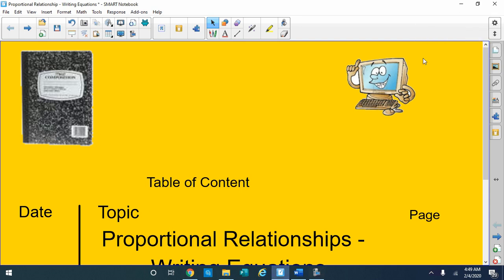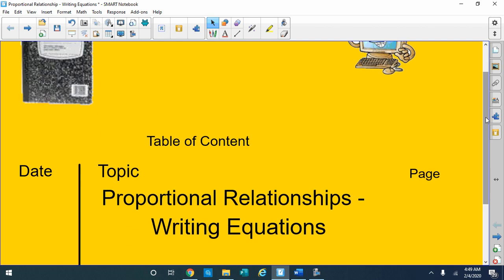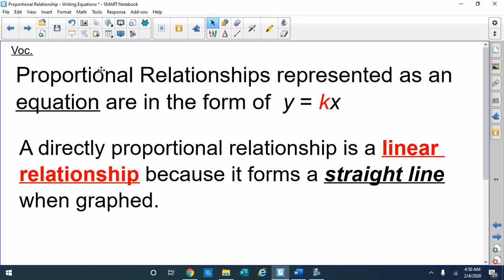This is Dr. Robinson again, and we're going to continue our studies. We are talking about proportional relationships, writing equations. A proportional relationship represented as an equation is in the form y is equal to k times x. A directly proportional relationship is a linear relationship because it forms a straight line when it graphs. So you have pretty much the linear equation y is equal to kx, where k we know is the constant of proportionality.